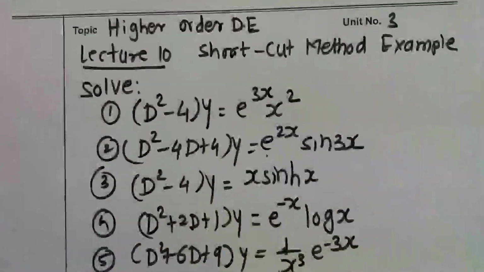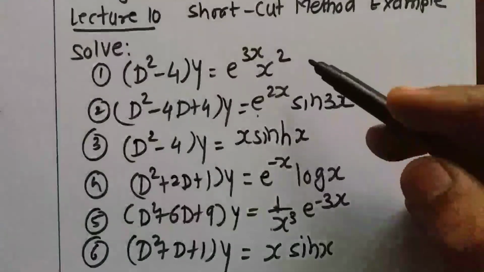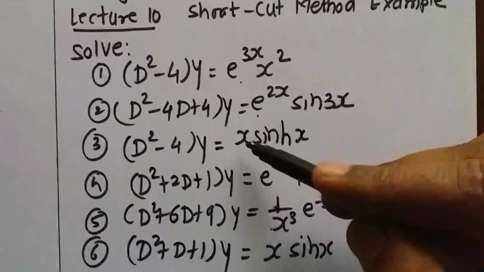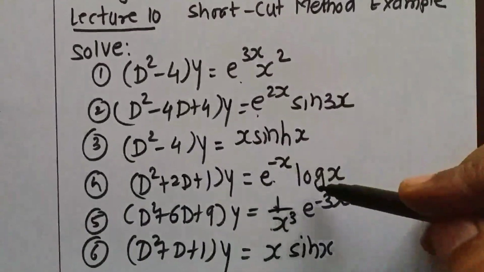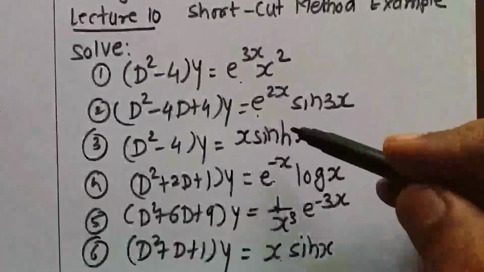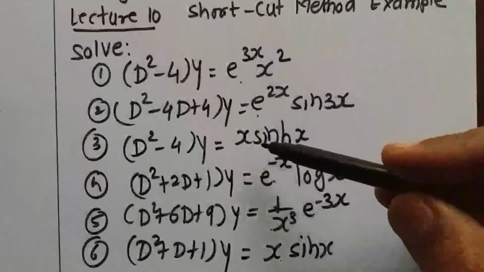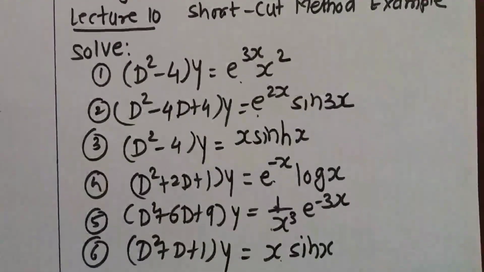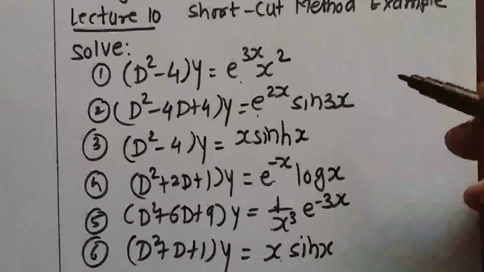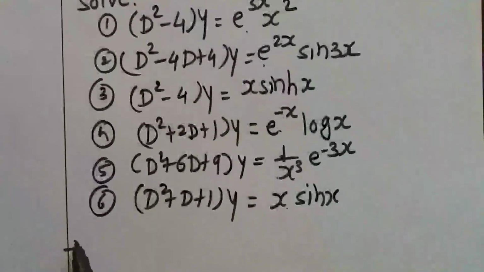Okay, so here is the list of some problems I have written. If you see the right-hand side of every function, here we have exponential into some function, exponential into some function. Here we have x into some function, here exponential into some function, exponential into some function, x into some function. So wherever we have exponential into some function, case number 5 is applicable, and wherever we have x into some function, case number 6 is applicable. Out of 6 examples, 3 I will do for you, and the remaining 3 I will give you for practice. Okay, so let us start solving.